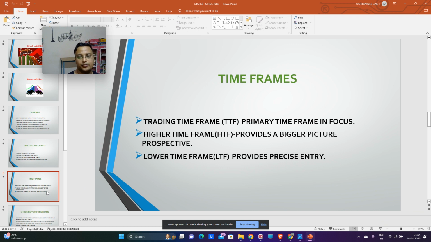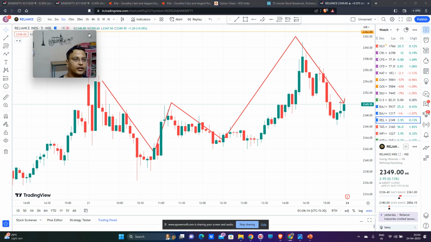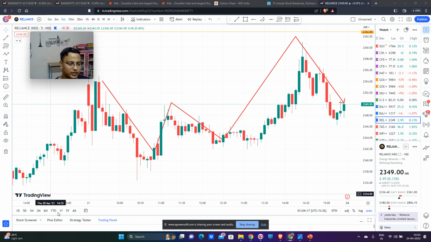Now, what are the time frames? Look in this chart, as you have seen here, I have changed the time frame. Look on the upper side, you can see 1 minute, 3 minutes, 5 minute, 15 minute, 30 minute, 1 hour, 1 day, weekly, monthly. These are the time frames we use, and this is a TradingView chart.